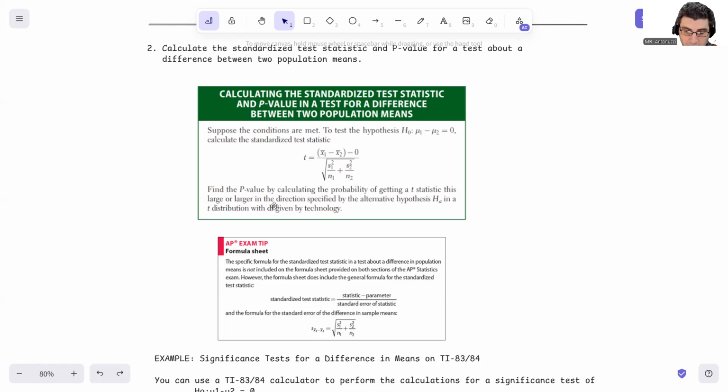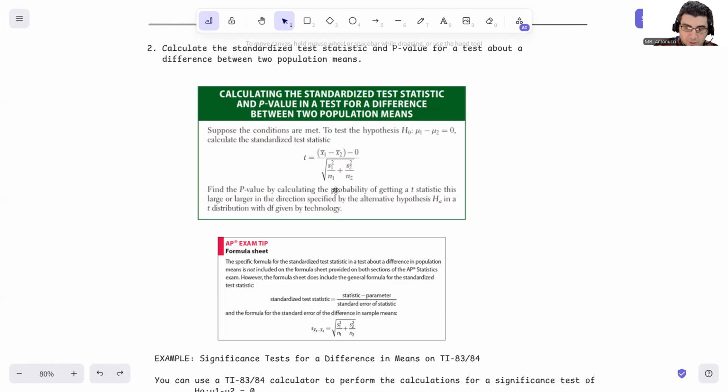And the p-value is going to be arrived at from either the t-table or technology. We're typically going to use the calculator for that. And that's the probability of getting a t-statistic that large or larger in the direction specified by the alternative hypothesis.